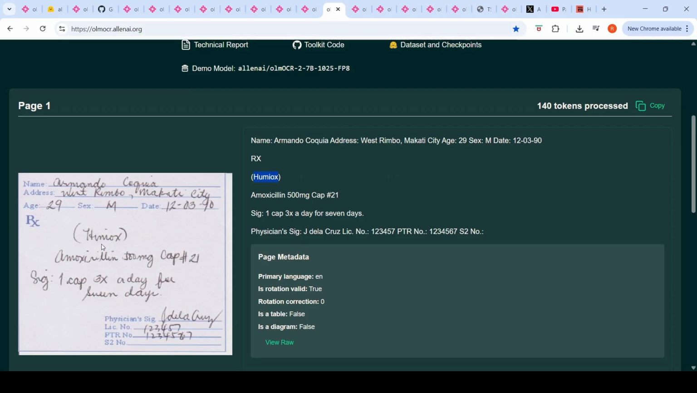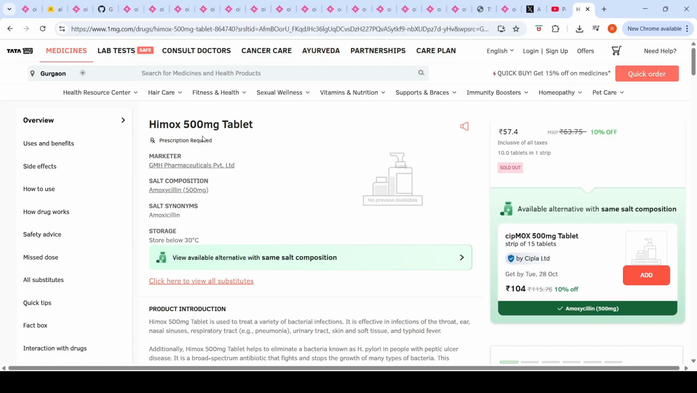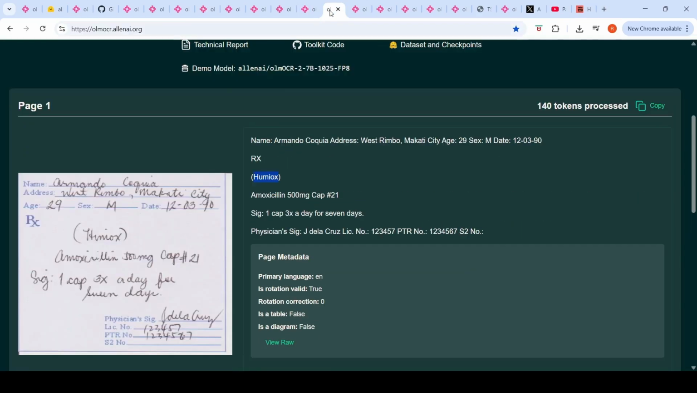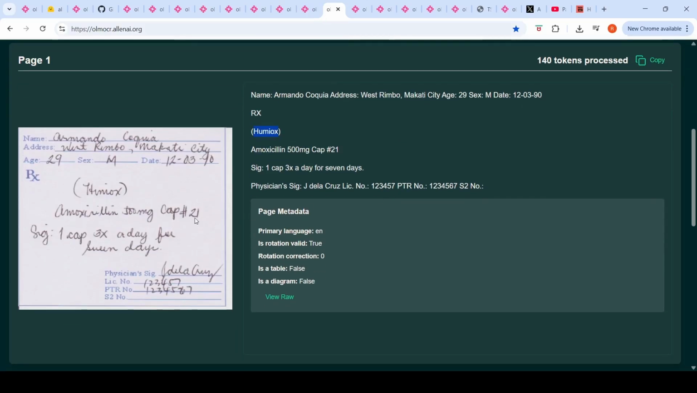I'm not sure of this medicine. It says H-U-M-I-O-X. I can read it as T-H-M-I-O-X. It could be H-I-M-I-O-X. What I found out is that there is a medicine like H-I-M-O-X. So I'm not sure about that, but otherwise it's able to detect over here.